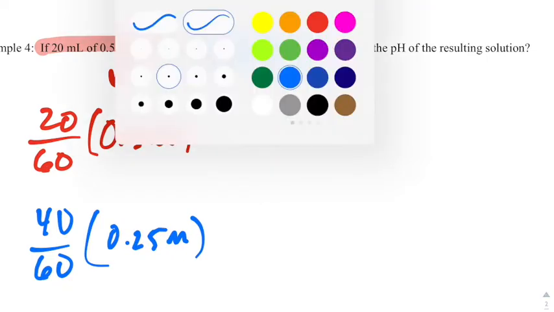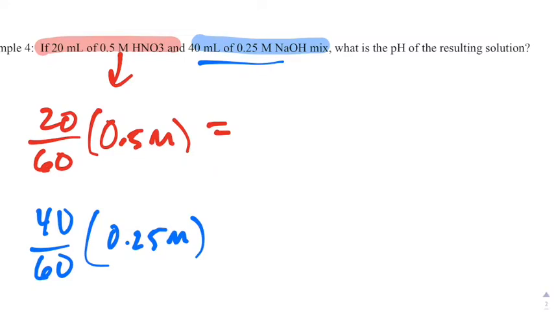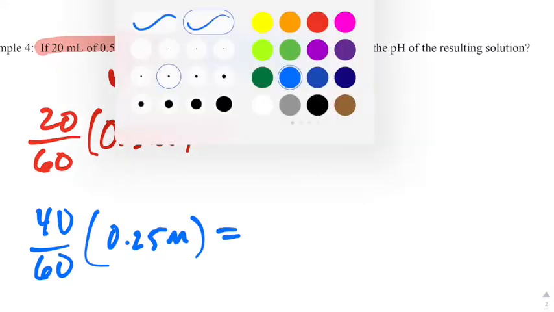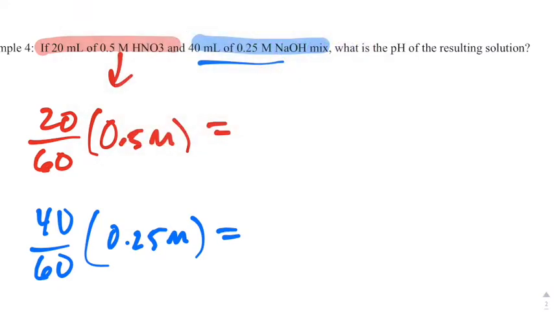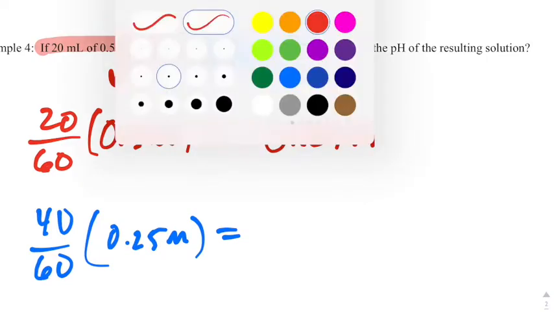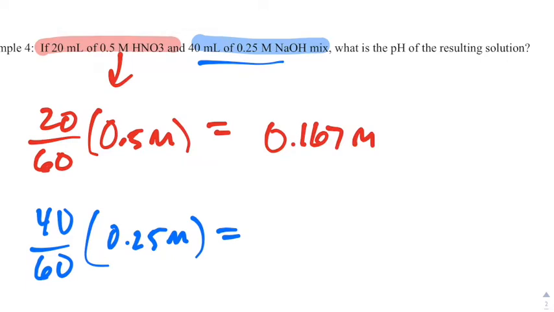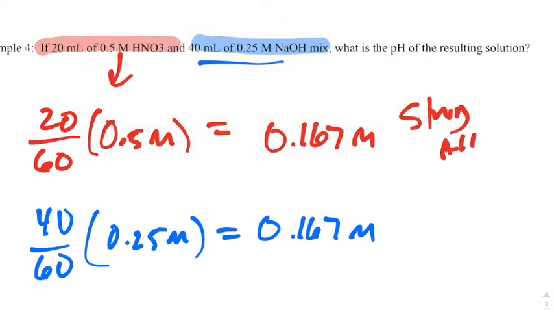So once we end up diluting these guys by the appropriate amount, we end up then with 20/60ths of 0.5 molarity, which is going to be 0.167 molarity. And lo and behold, 40/60ths of 0.25 molarity is also 0.167 molarity. And nobody wants me to go through that same problem I just showed you. Suffice it to say that I have equal amounts of strong acid, that's my strong acid, and equal amounts of strong base.